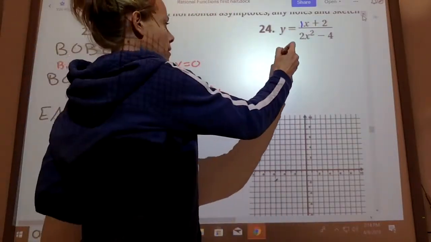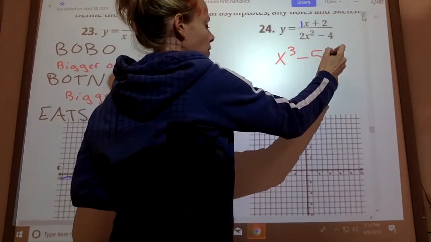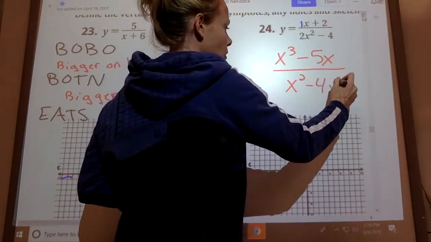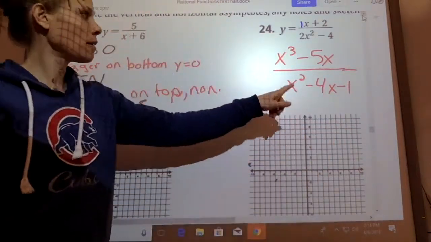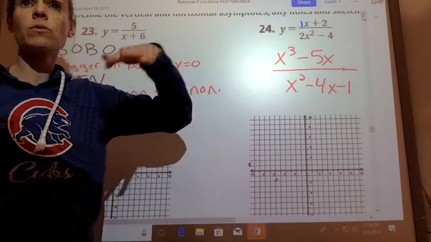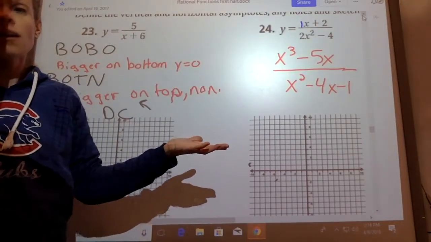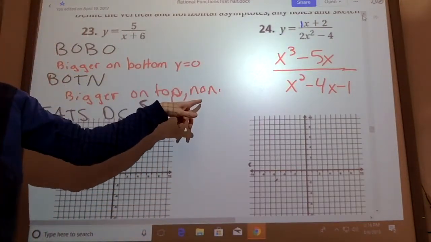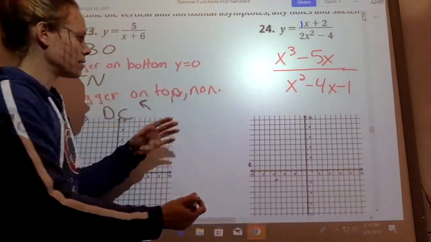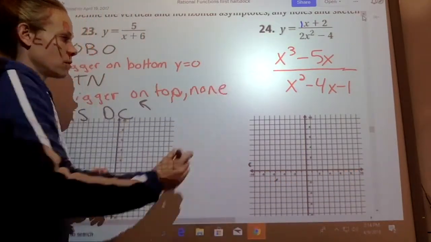Or if I had x cubed minus 5x over x squared minus 4x minus 1. Again, the top degree is 3, the bottom is 2. It's bigger on top. So none, you don't have one. Okay? There's a difference between 0 and none. 0 is y equals 0, and that's the x-axis. None means there isn't one.